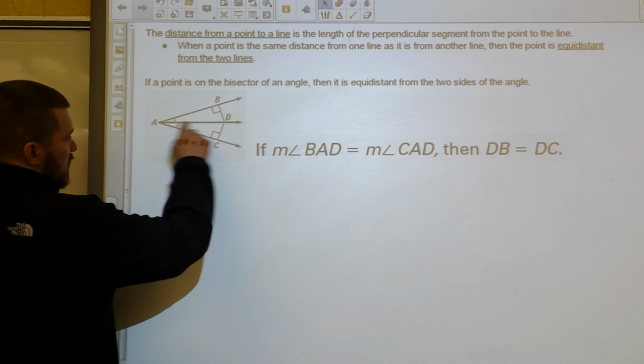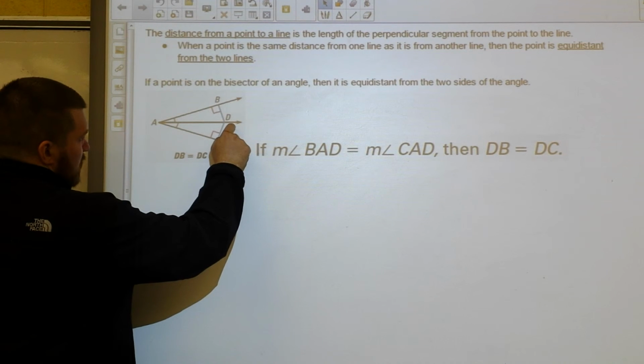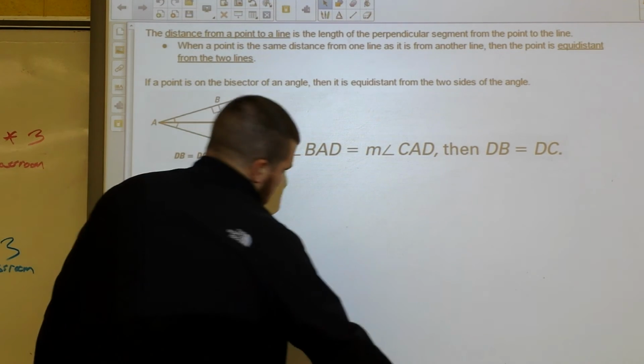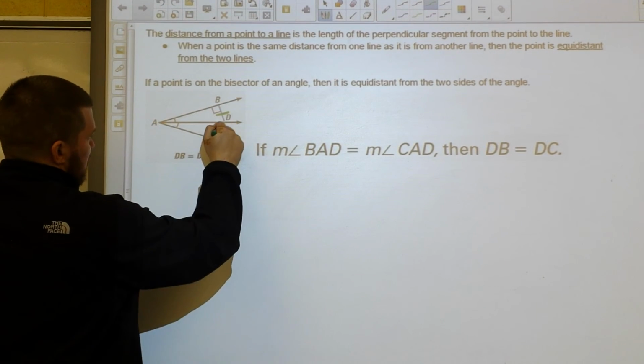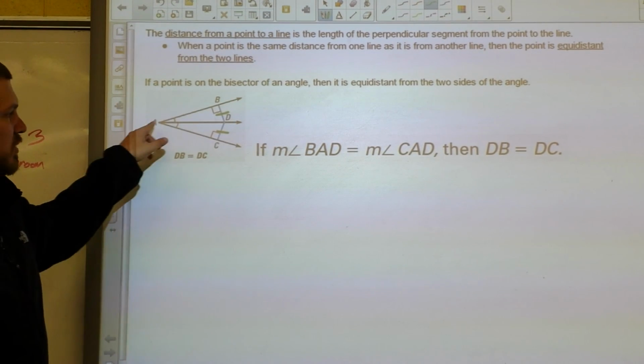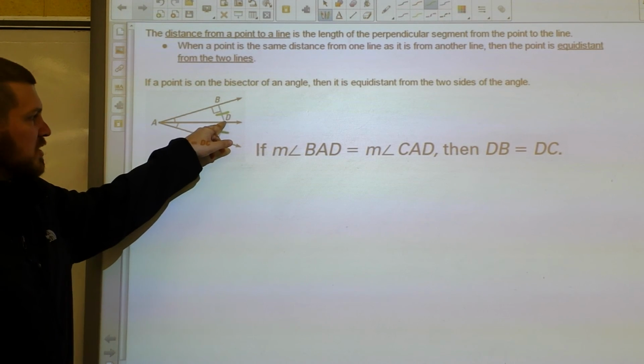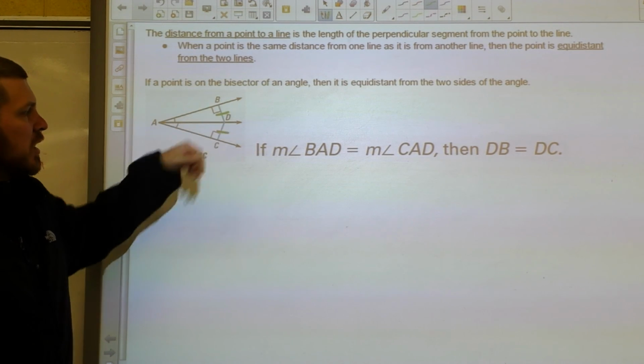Since point D lives on the angle bisector, then the distance BD is the same as the distance DC. And that's just a rule. As long as a point lives on the angle bisector, then the distance from the angle bisector to the two rays is going to be the same.